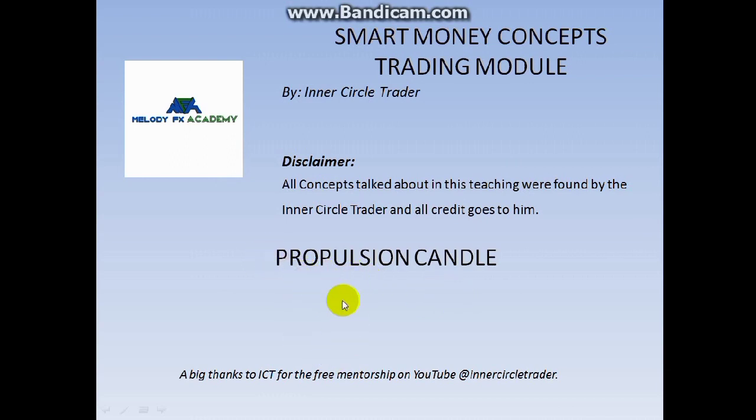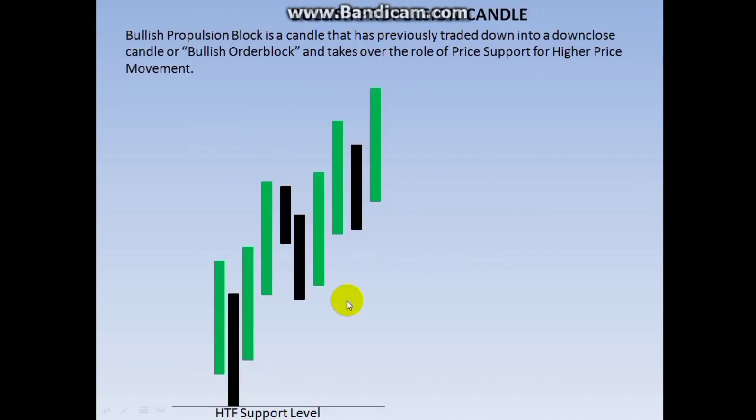We're going to be looking at the propulsion candle from two different angles: a bullish propulsion candle and a bearish propulsion candle. We're going to start with the bullish propulsion candle. A bullish propulsion candle, or rather a bullish propulsion block, is a candle that has previously traded down into a down close candle or bullish order block, and takes over the role of price support for higher price movements.